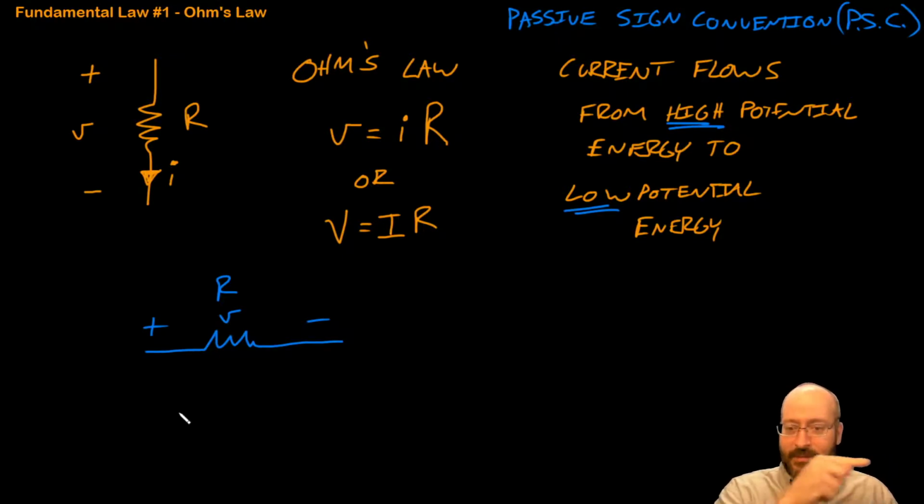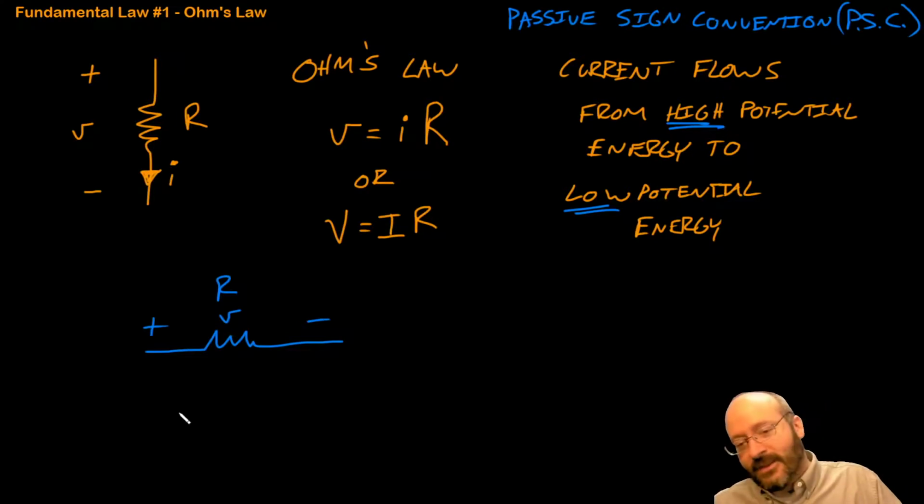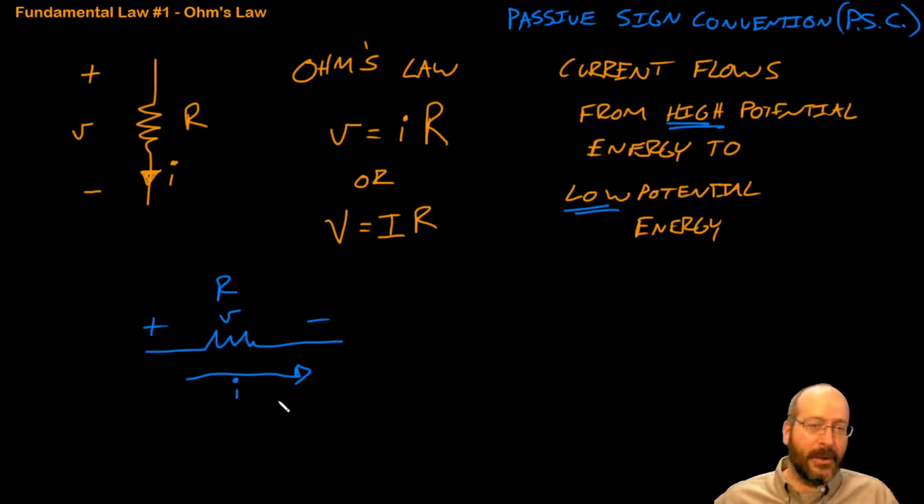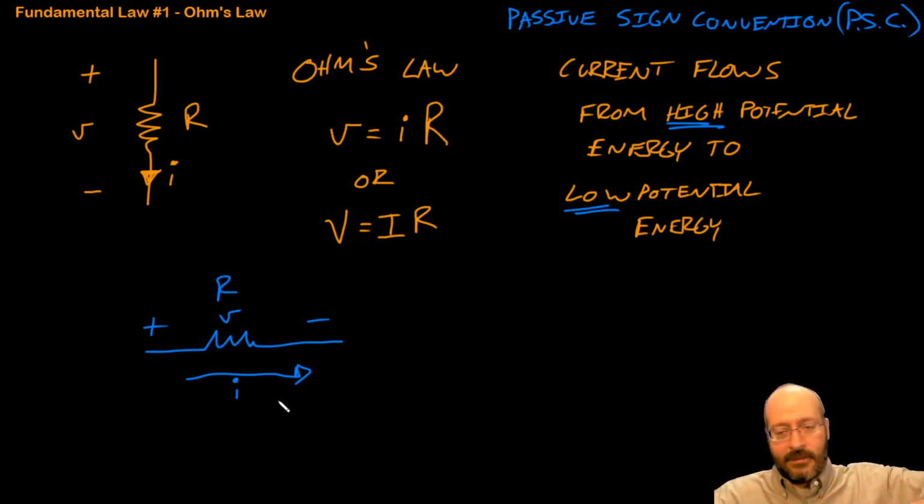I'm going to make sure my camera's flipped the right way. It's going to flow that way, because it's flowing from high potential to low potential. So we might draw it as an arrow out here. Your current's going to flow that way. So even if it's on its side, it's on an angle, it doesn't matter.